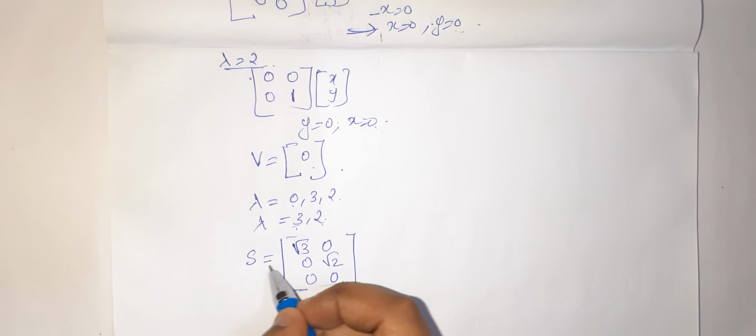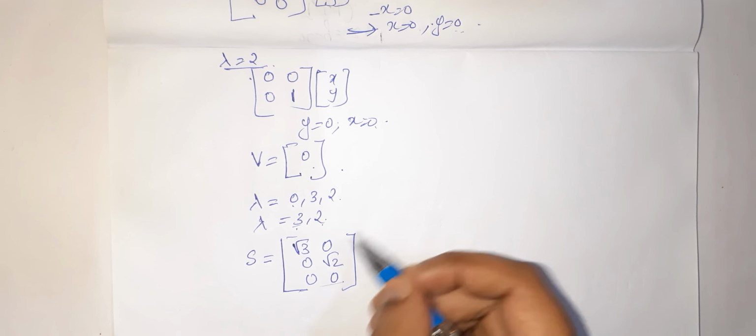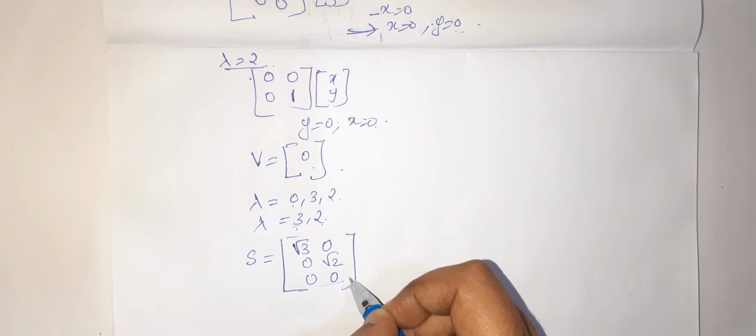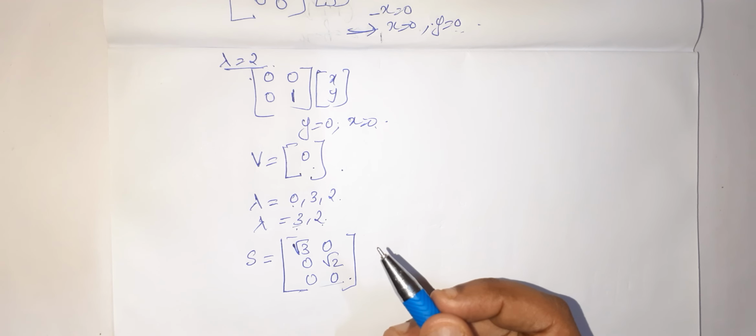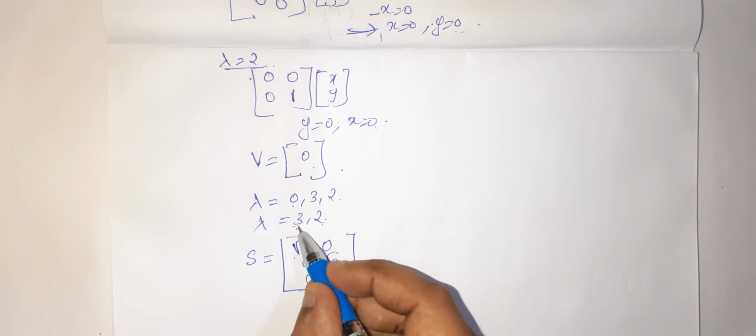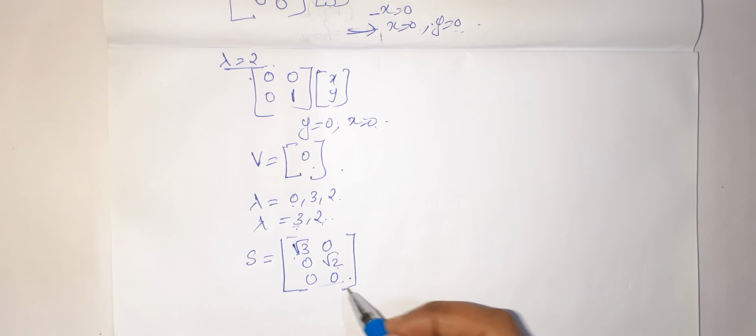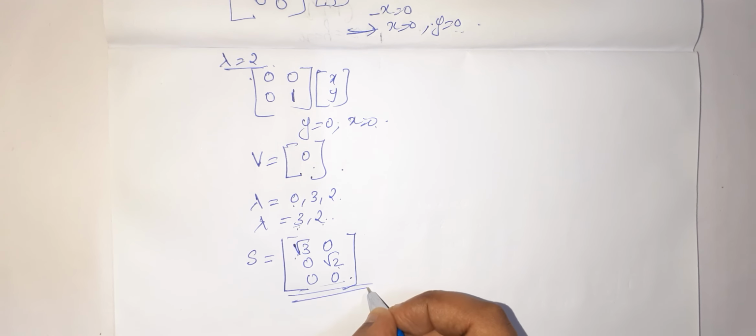Therefore, the diagonal matrix S is obtained by taking the diagonal elements as the square root of the lambda values, that is 3, 2 and 0. This will be our diagonal matrix.